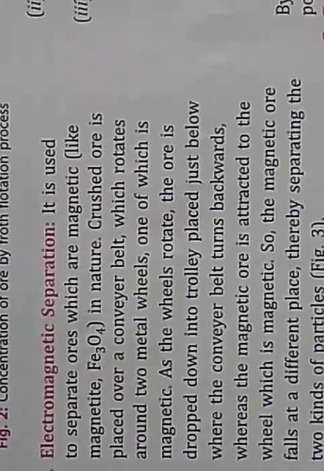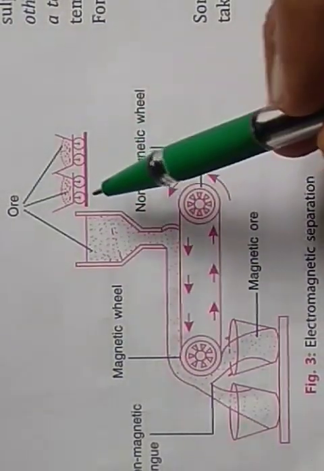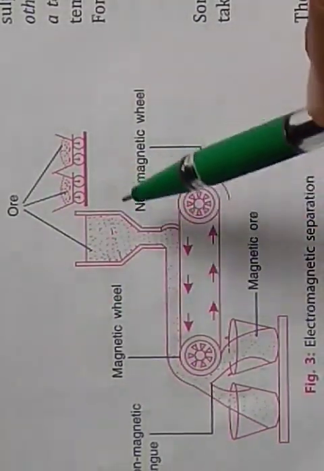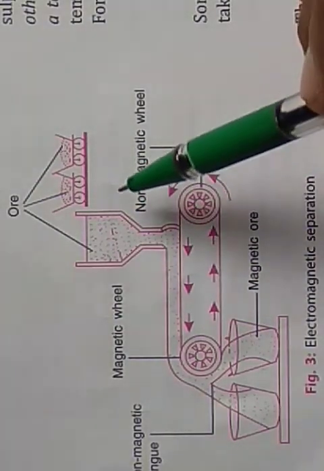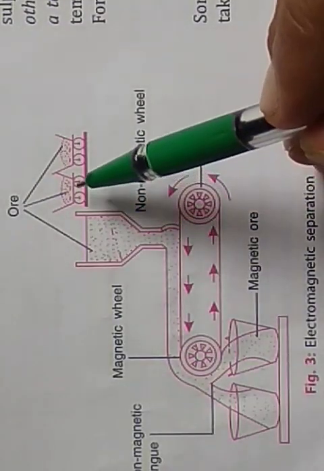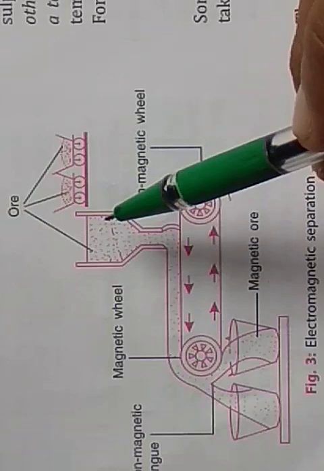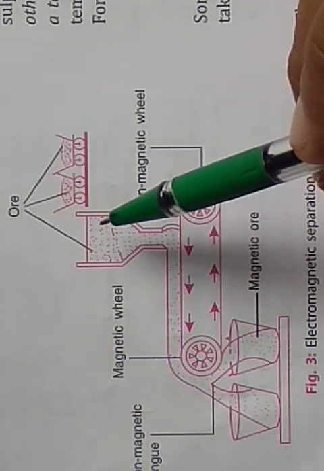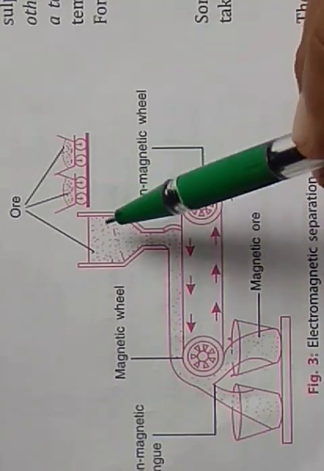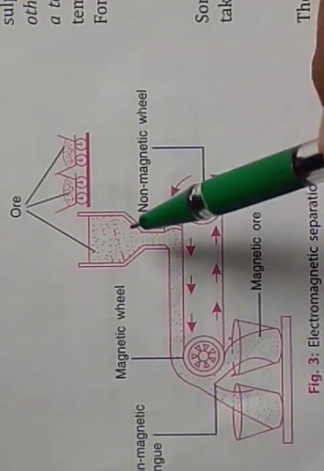Now the third method is electromagnetic separation. Look at this diagram. This method is used to separate ores which are magnetic in nature, such as magnetite, Fe3O4, which has magnetic nature. So if the ore has magnetic nature, then this method can be applied.